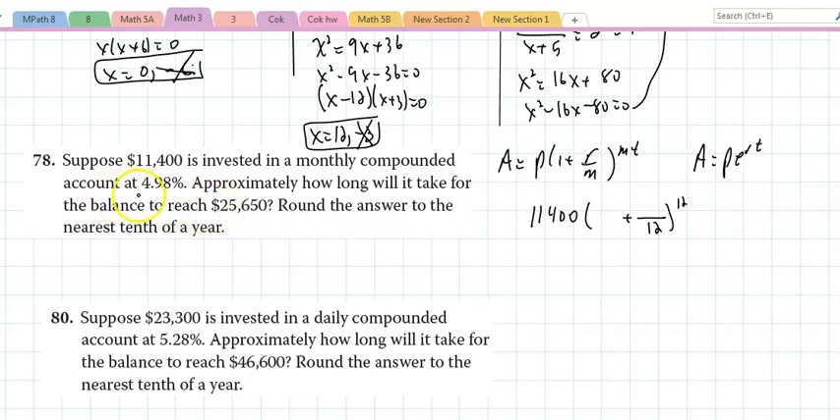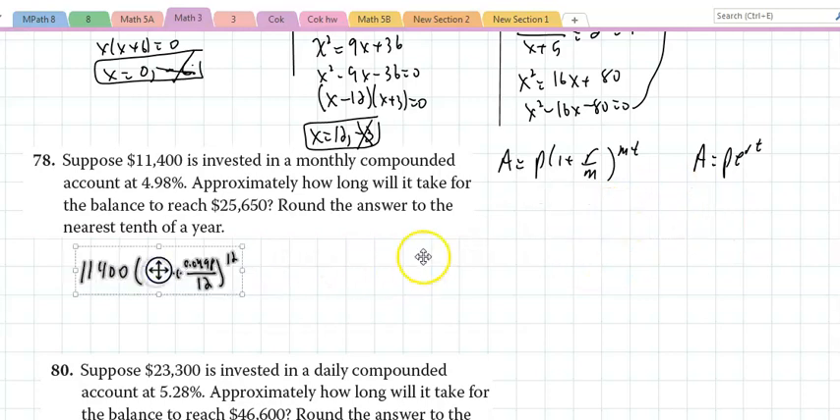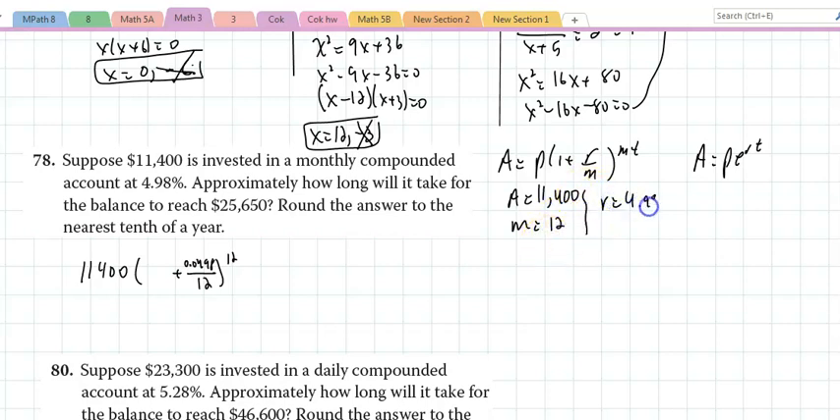At 4.98, 0.0498. So here we're reading A equal $11,400, monthly M equal 12. We're reading the interest rate is 4.98%, which is 0.0498.